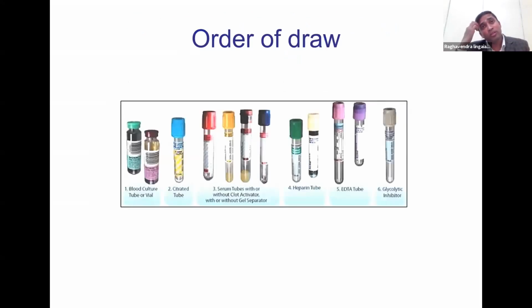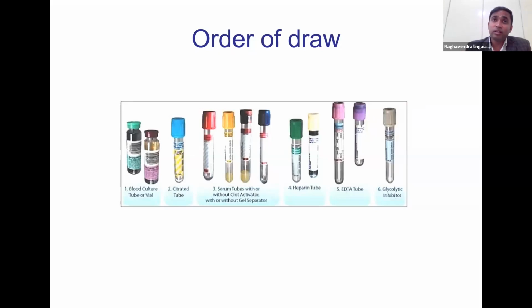The correct order of draw is very important, and the first should always be for the blood culture. How to collect a sample for blood culture will be taken in detail in the next class by Dr. Richa Mishra on the microbiology aspects. Once the venipuncture site is properly cleaned, if the patient is having a coagulation test, it should be the first tube to be filled, because prolonged tourniquet or prolonged venous stasis can result in activation of the platelets, even release of certain coagulation factors, which can activate the clotting factors, resulting in erroneous coagulation values, especially PT, prothrombin time.